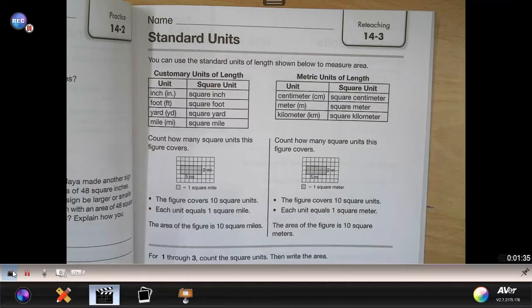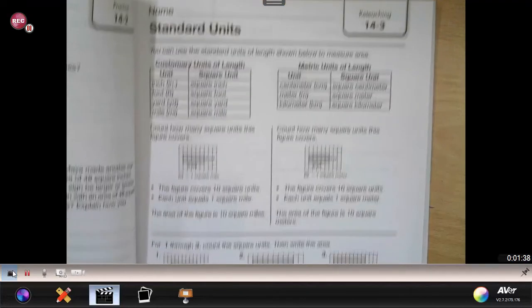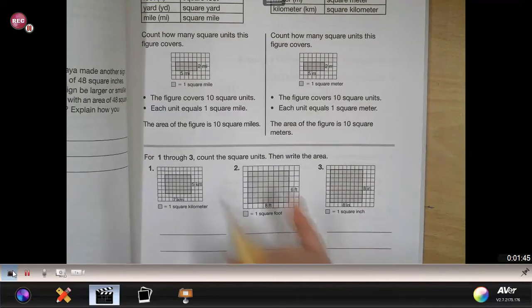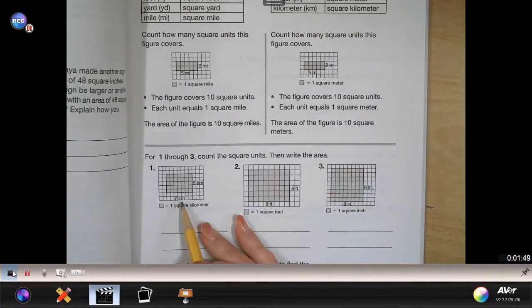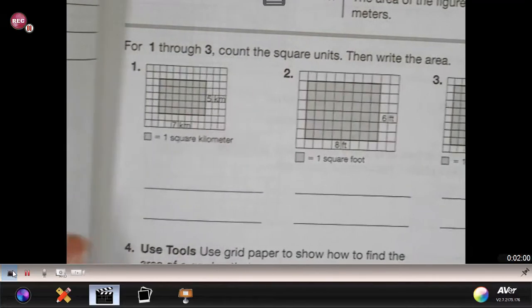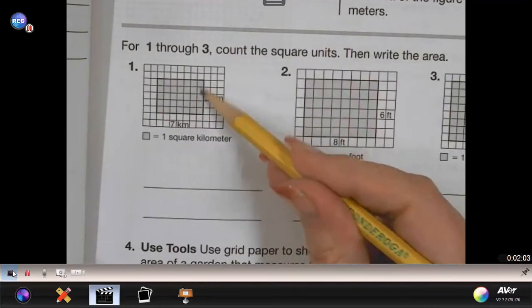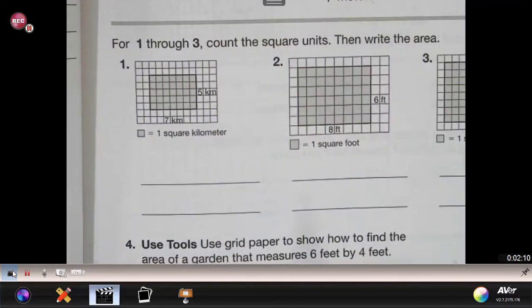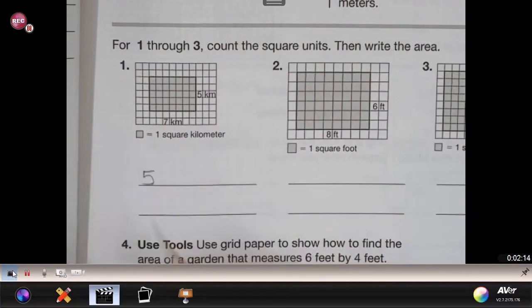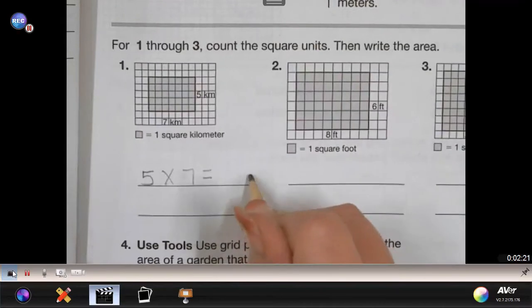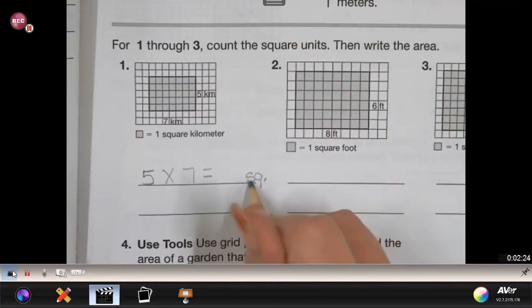So we are going to talk about how to find the area of these figures. When we look at a square or rectangle, we can use multiplication to help us find the area of a figure. In problem number 1, we can see that we have 5 rows and there are 7 squares in each row. So I can write a multiplication equation of 5 times 7, and I want to make sure that I write that this is going to be square kilometers.